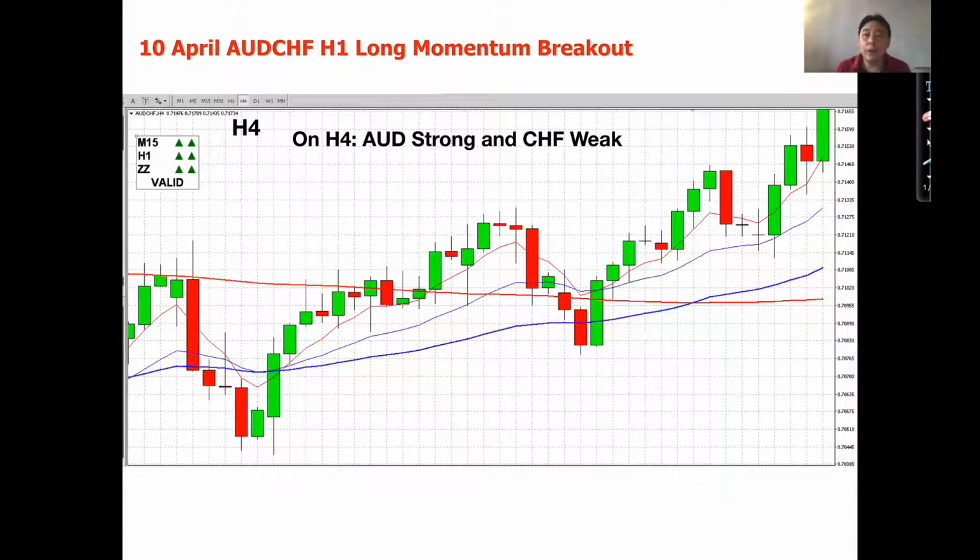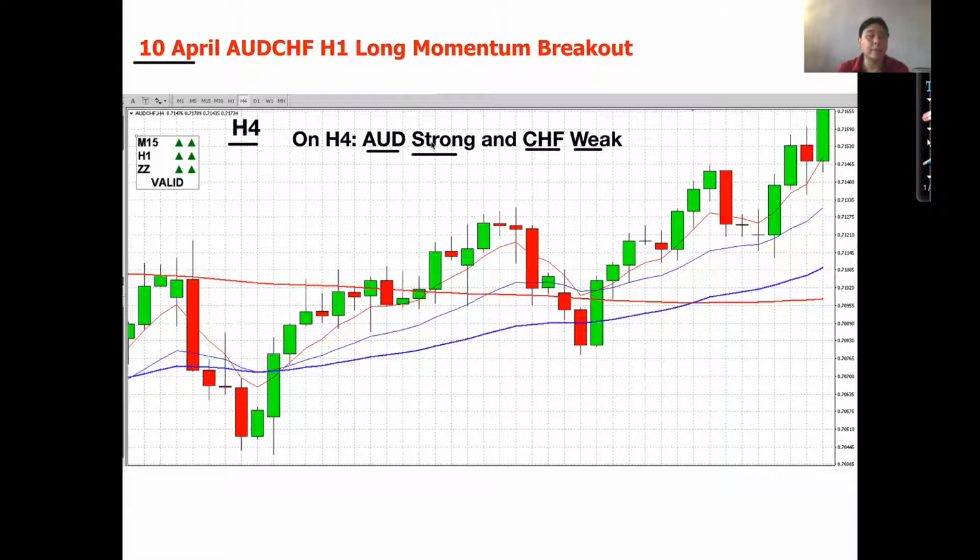Okay, so this was a trade I took on the 10th of April. And again, it started with me looking at the currency strength meter on H4. So on H4, I saw that on that day, Aussie was strong, which is 60 and above, green. Franc was weak, red, and below 40. Okay, so I was looking at buying the Aussie, selling the franc, or rather going long on the Aussie franc.